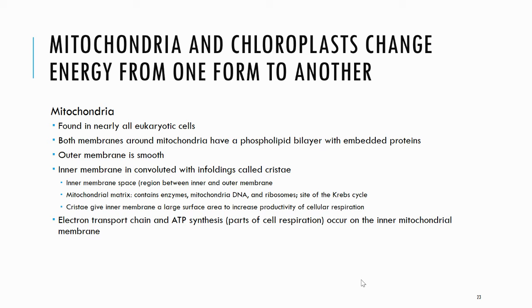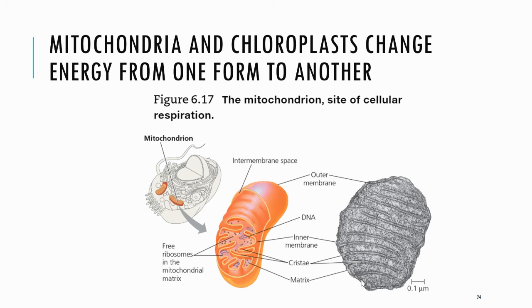But as a preview, the electron transport chain and ATP synthesis, which are big parts of cell respiration, do occur on the inner mitochondrial membrane, which you can see in the lovely picture here.